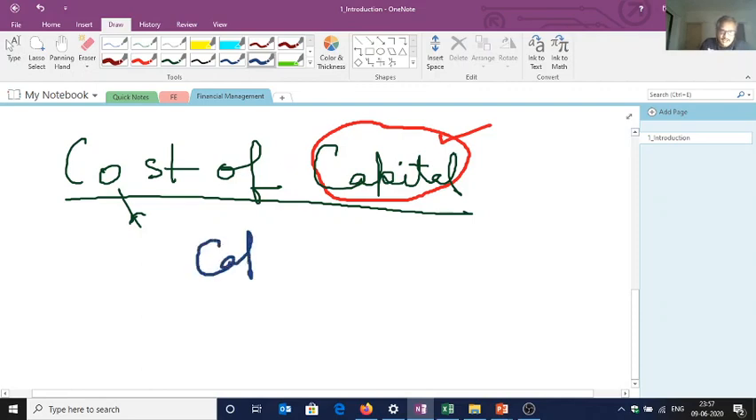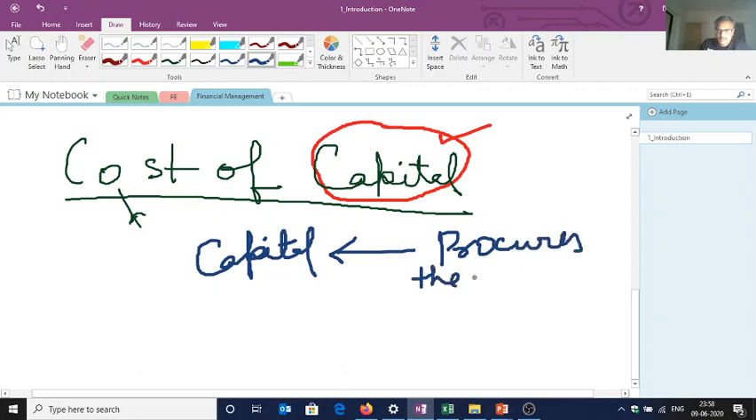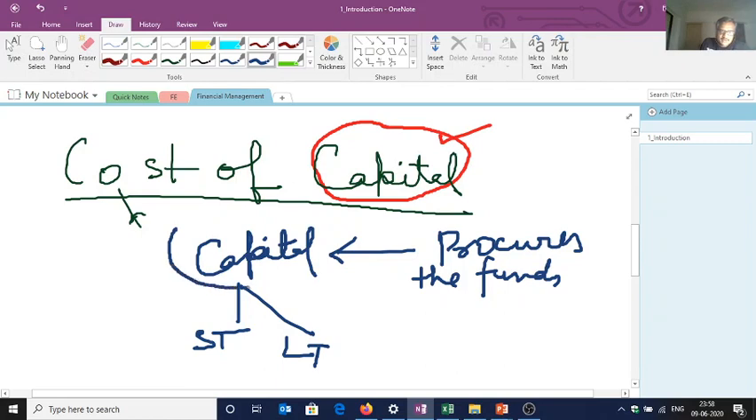If I have to elaborate what is capital in a normal way, capital can be understood as whatever funds a business procures, the total funds. If I look at the requirements of capital, there could be two: short term and long term. So short term and long term requirements of money are there. All the requirement is known as capital.